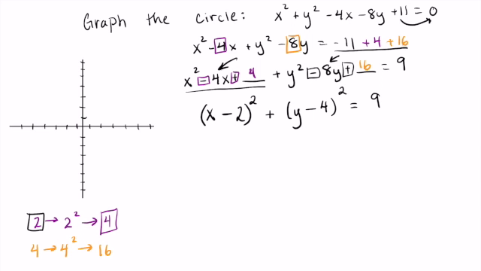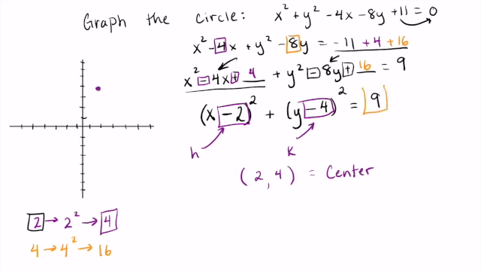At this point, we can go ahead and solve to find our center because this is h, this is k. And remember, when I pull them from the equation itself, I have to change the signs. So that negative 2 is going to be a positive 2. The negative 4 is going to be a positive 4. So I can graph my center at 2, 4. And now I just need my radius.